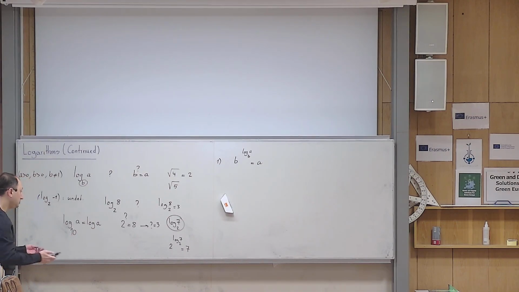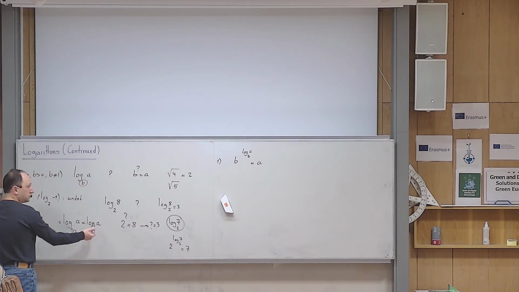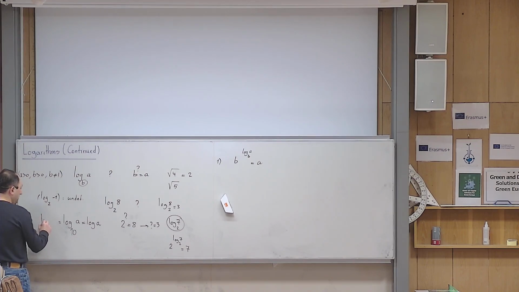And in your book, this logarithm in base 10 is not denoted by log, they just write it as lg. I will stick to my own rules, so I will always use log. But if you read the book, it has written lg a, and lg a in the book is the same as what I write as log a, and it means the logarithm of a to the base 10.